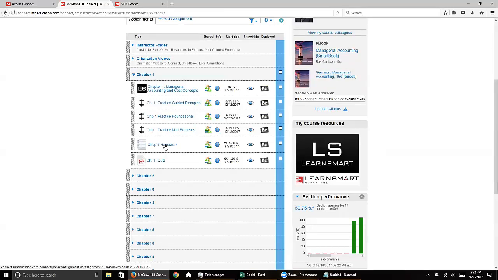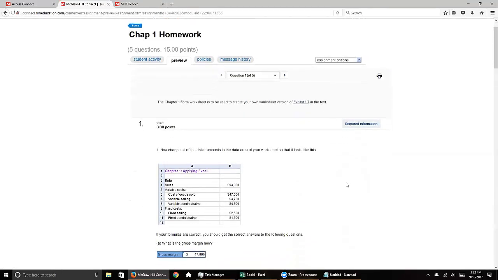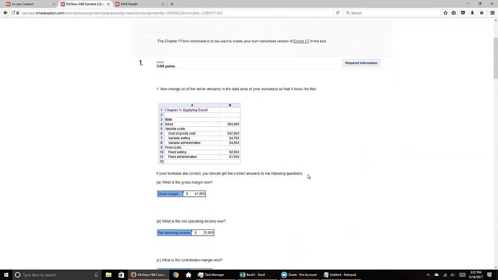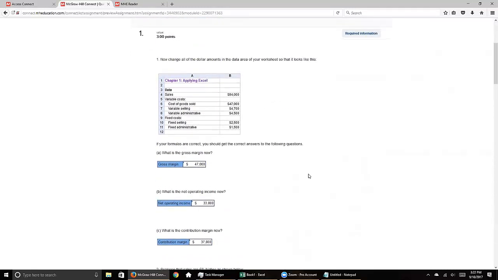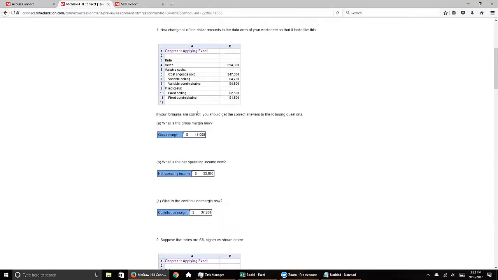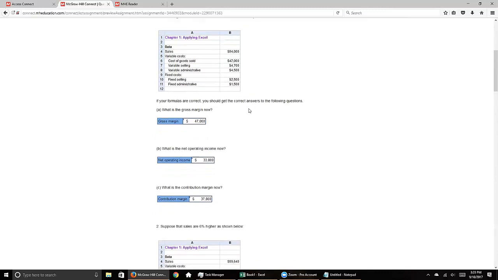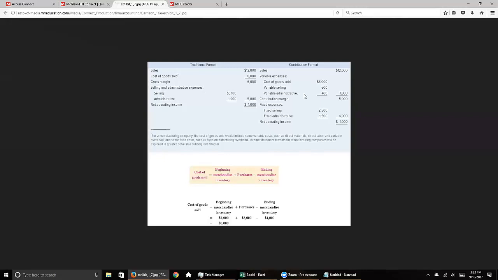Okay, cool. I'll poke into the chapter 1 homework here first. This will be at a fairly high level, but certainly the difference between what we generally call the traditional format income statement and the contribution margin format income statement is very important to understand. In Accounting 120, you used entirely this traditional or financial reporting view of an income statement, where you had costs grouped by function only.